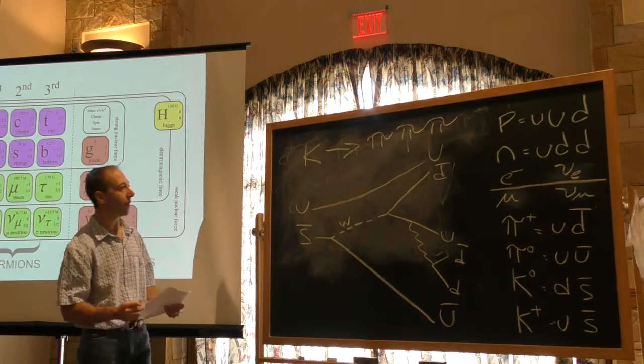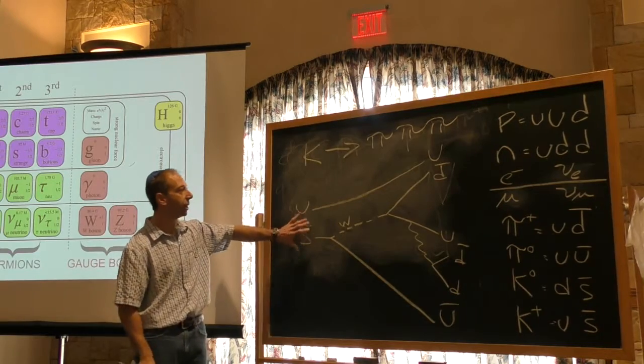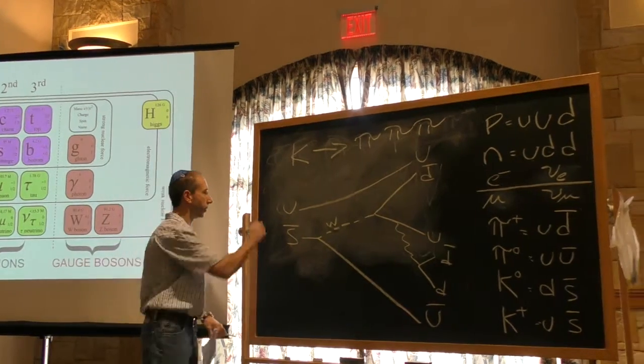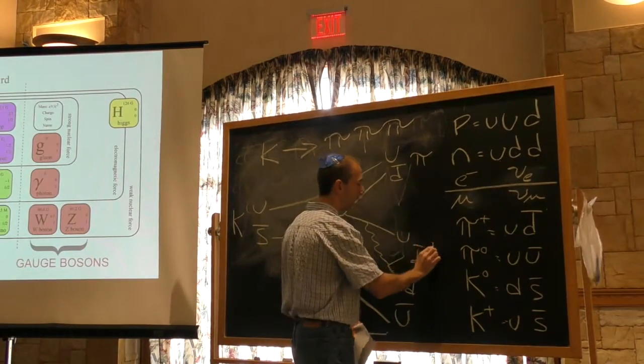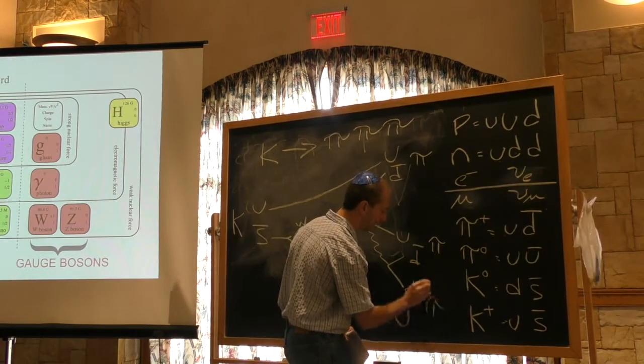Okay, so this looks like a bit of a mess, but what I have is this thing is my K, and then here I have different pions, my 3 pion final state.